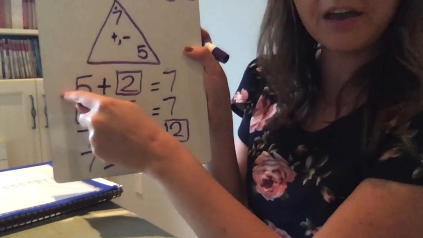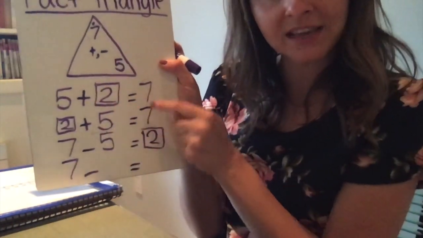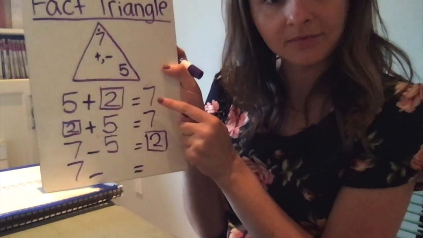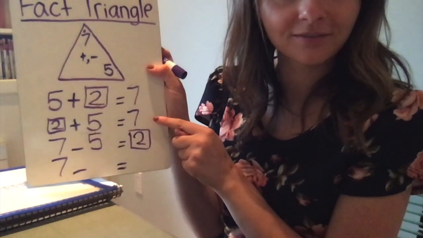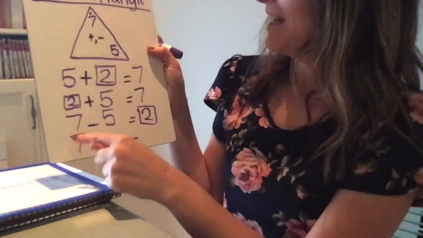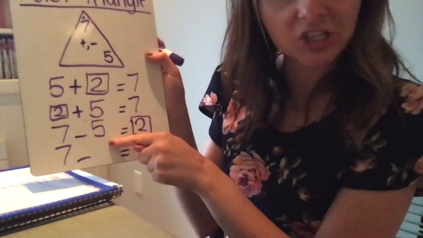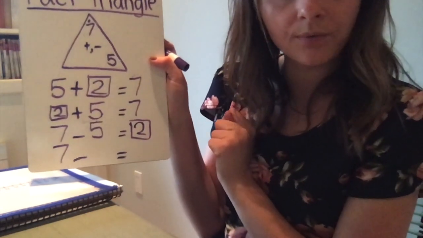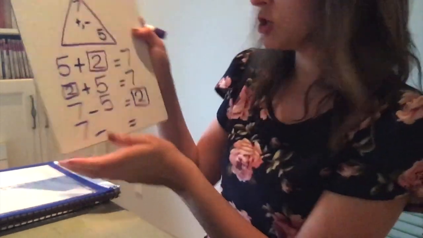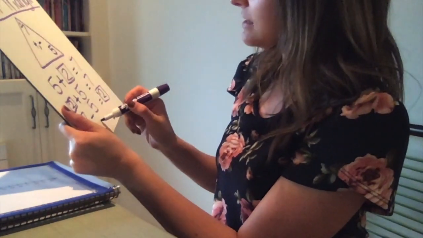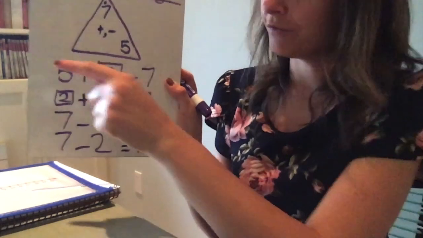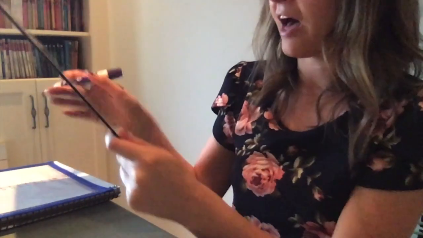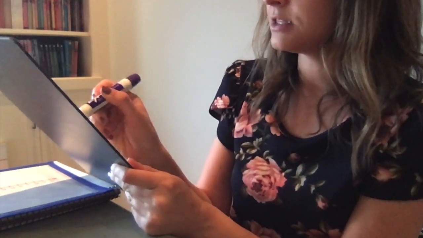So 5 plus 2, is that 7? Yeah. 2 plus 5, is that 7? 7 minus 5, we just did that, and that equaled 2. So the last problem should be 7 minus 2 equals 5. And then don't forget to fill in that blank up there now that we know the mystery number is 2.